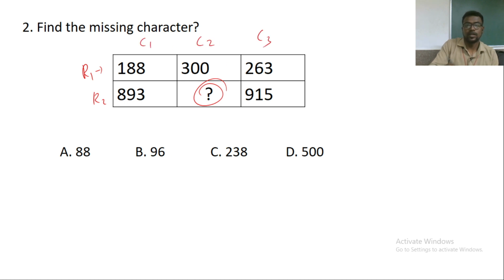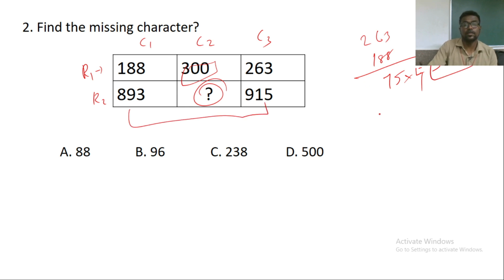In row 1, the column 1 number is 188 and the column 3 number is 263, and the difference of these numbers is 75. And the center number is 300. The relation between 75 and 300 is that we have to multiply 75 by 4 to get 300. Let's apply the same logic over here.